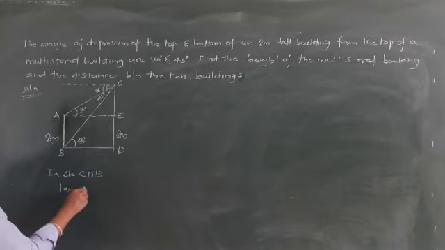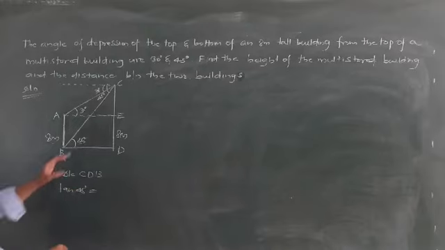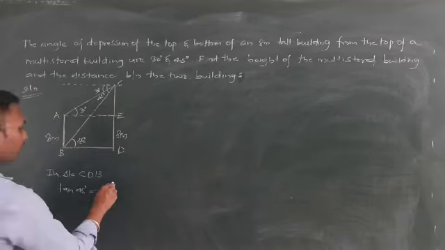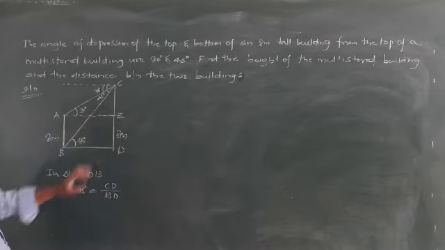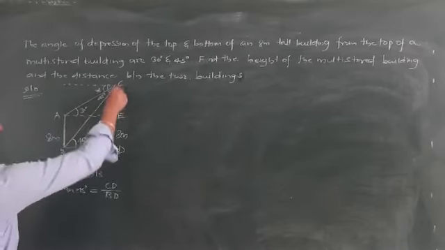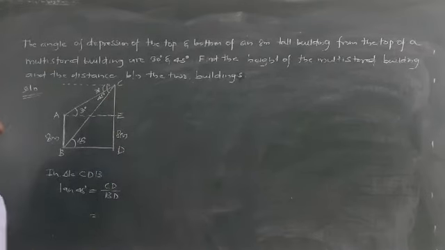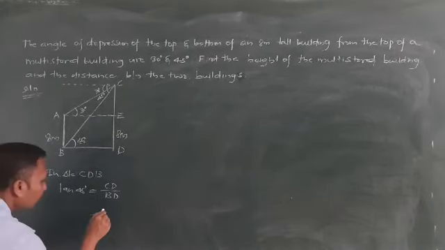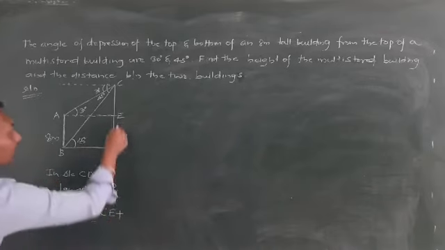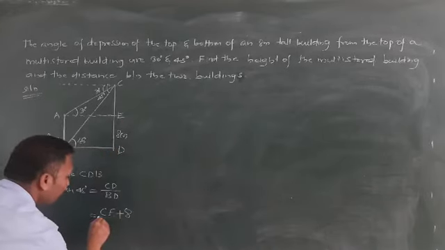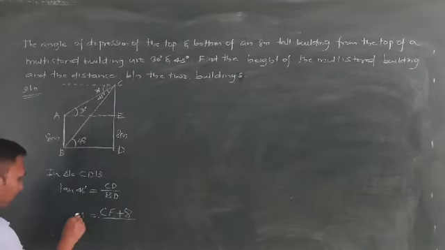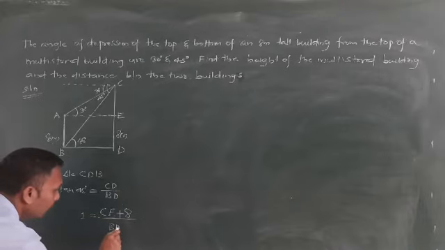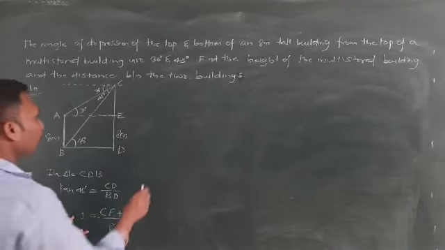So tan of 45, I'll apply here. Once I apply tan of 45, we can write CD, opposite by base, which is BD. CD we can have as the combination of CE plus ED, and ED is nothing but 8 here. So it is divided by BD, and tan of 45 is nothing but 1 itself, and this is BD.